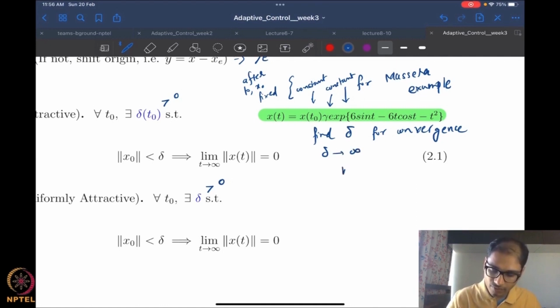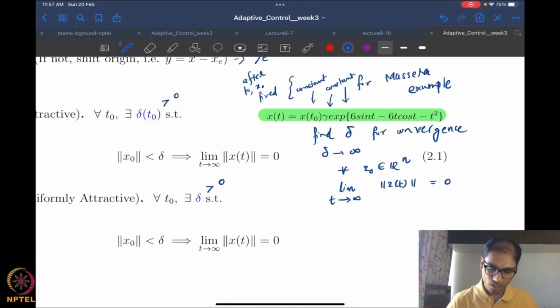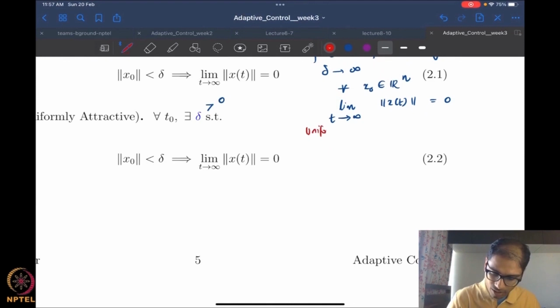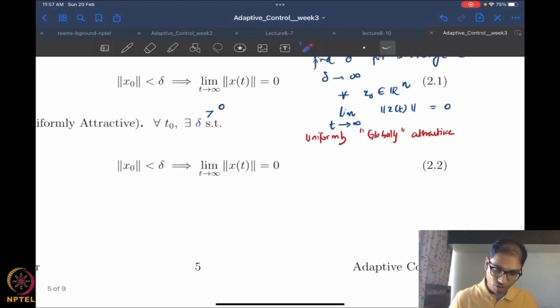So what I can say is for all x0 in Rn, I have the limit as t goes to infinity of the norm of x(t) is in fact 0. Okay. All right. So in fact, it is definitely uniformly attractive. That's for sure. It's uniformly, but it's also globally attractive.